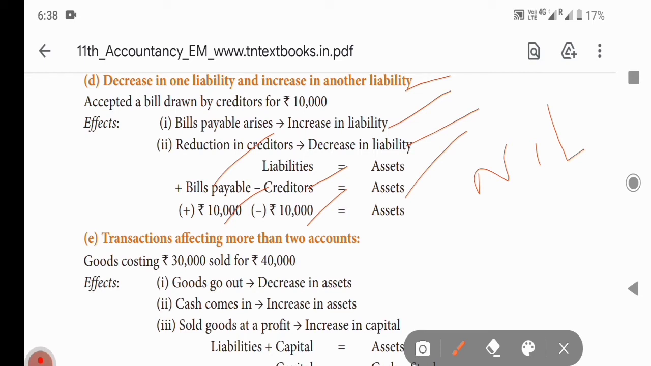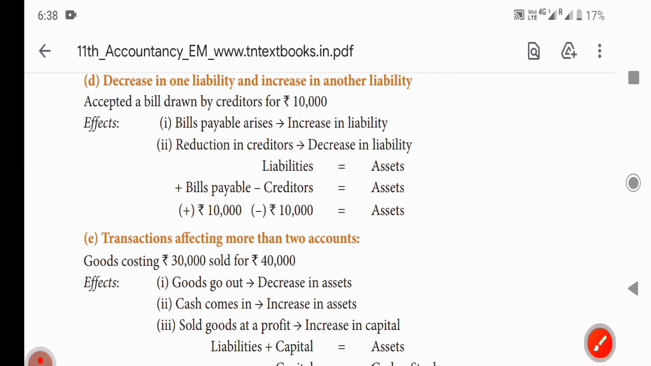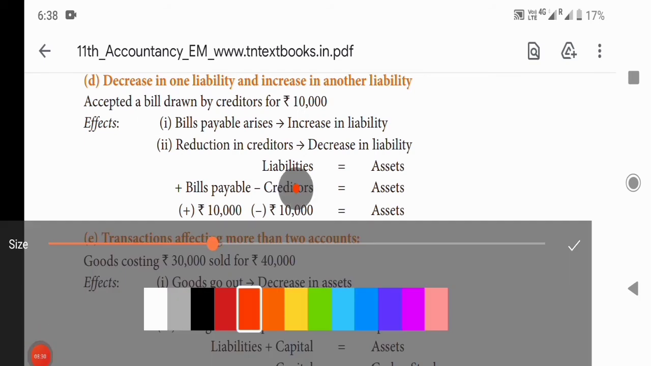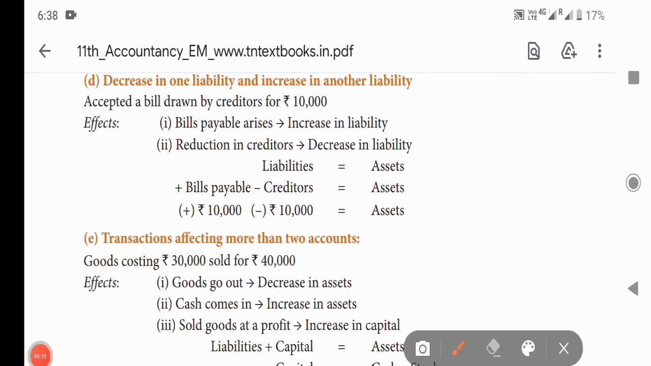Next one is transaction affecting more than two accounts. Let's see. Goods costing 30,000 sold for 40,000. So here there are effects. Selling the goods costing 30,000 for 40,000. So 10,000 is the profit amount.